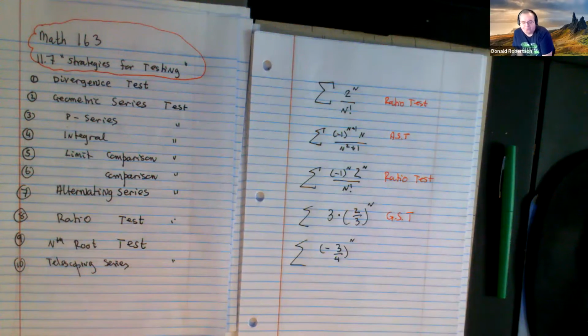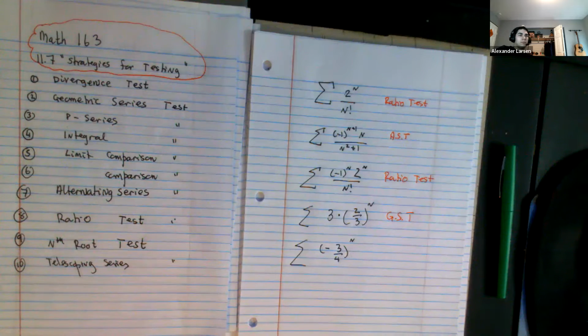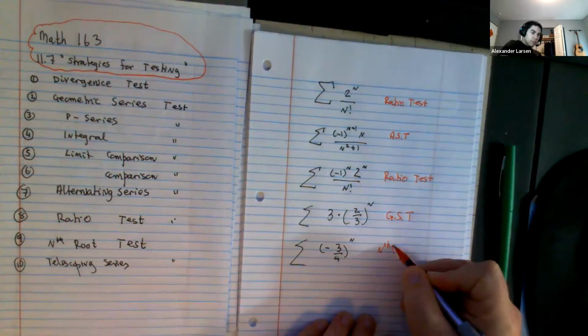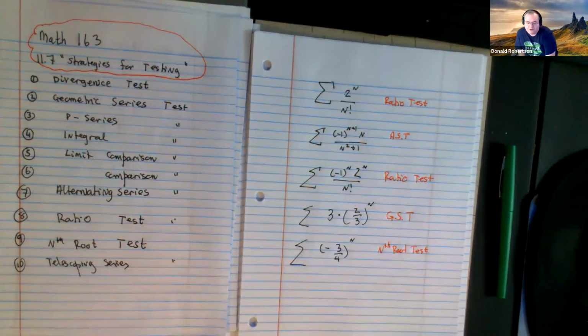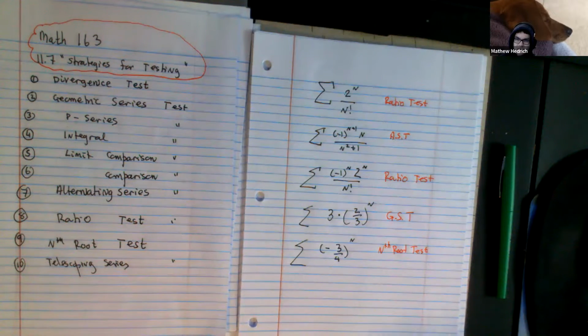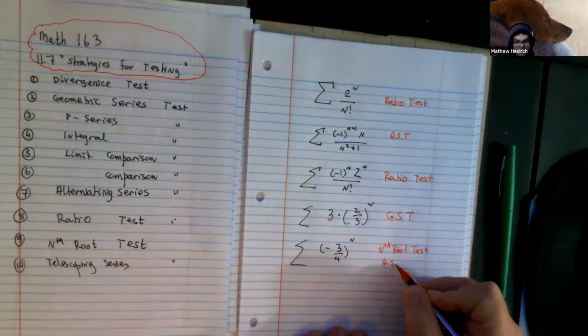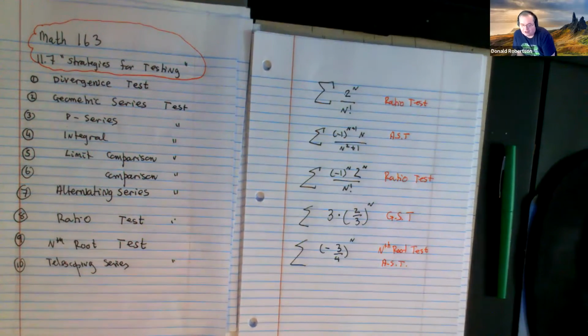What about that one? Anybody? What test? The nth root test. I prefer that name, so I'm glad you said it. The textbook just calls it the root test. Tell me another test that you could use for that guy. Alternating series, because it's a negative to a power. Give me another test that you could use. There's one more. Geometric.